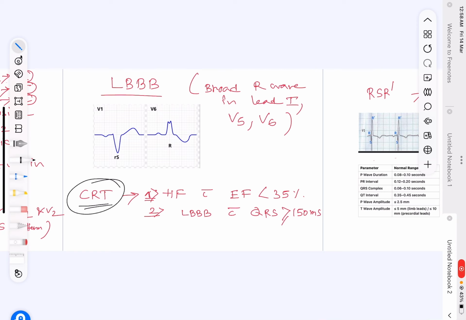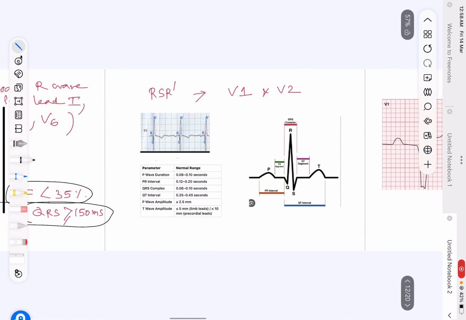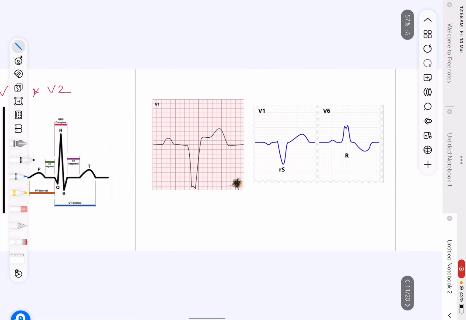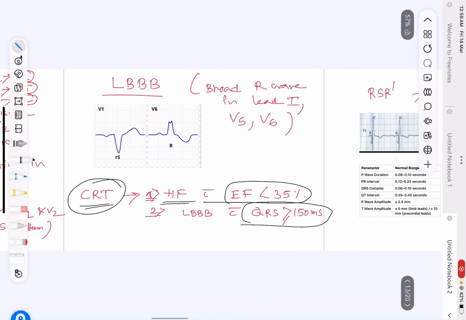Conditions are patients having heart failure with reduced ejection fraction, or if the QRS is much more prolonged. See, in both cases of right and left bundle branch block, the QRS is more than 120 millisecond. But when it goes above 150 millisecond, then you should insert a CRT, cardiac resynchronization therapy.